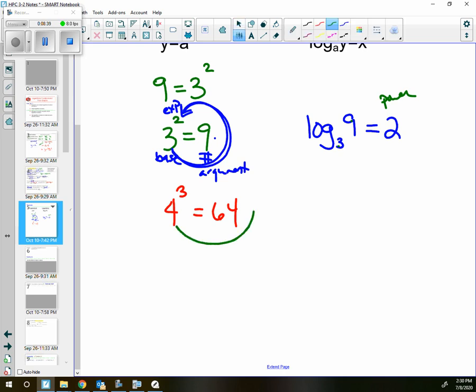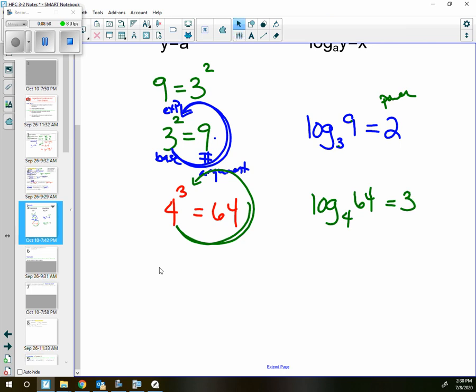Let's think about the circle as we go around here. How would I write that as a log? Well, it would be log. Base would be, see if you can write it out. Pause the video, see if you can try it. So log base 4 of what number? 64 equals power of 3, so third.